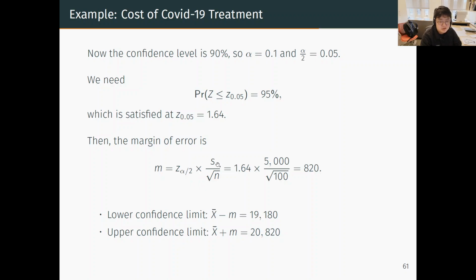1.64 times standard deviation 5,000 divided by square root n. Another thing you have to be careful about: the S I multiply here is the standard deviation you calculate from the data. So it is a single observation level standard deviation, but you divide it again by the square root of n. So don't forget to divide it by the square root of n, because it is the standard deviation for the sample average.